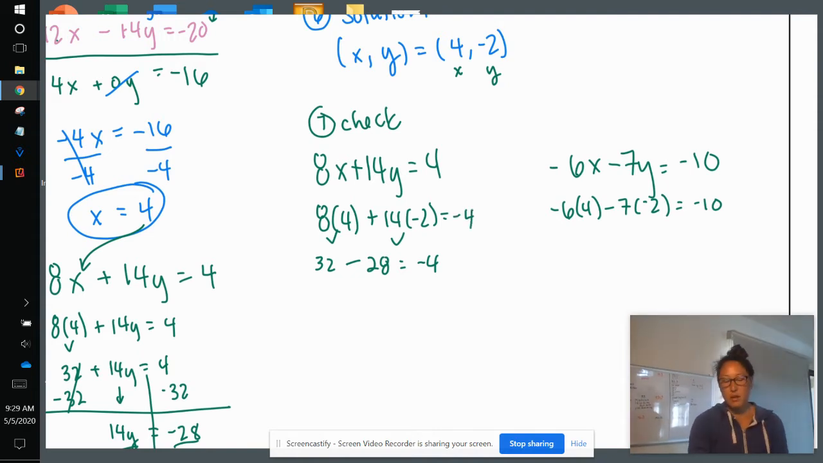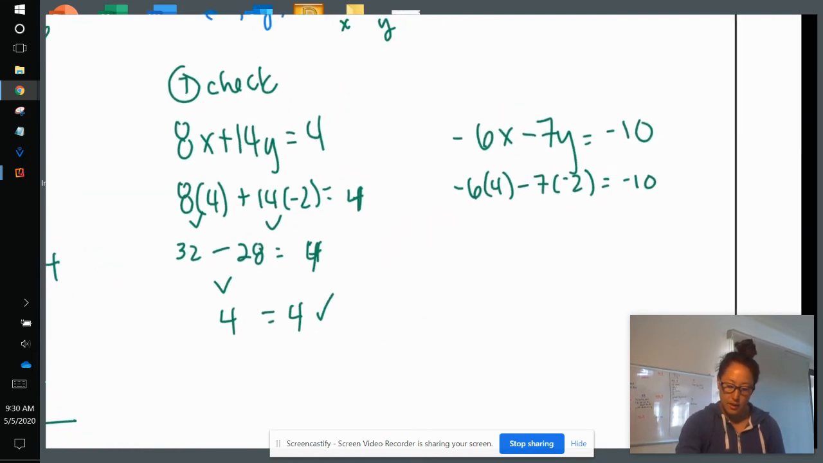Okay, make sure you're writing clearly so I can read your work. Okay, especially since I can't hear you, I have to be able to read it. So I now, actually, this is a positive 4. See what happens when you don't have neat work? It's hard to read. Okay, so 32 minus 28 is 4, and that equals 4. That verifies. Okay, next one.